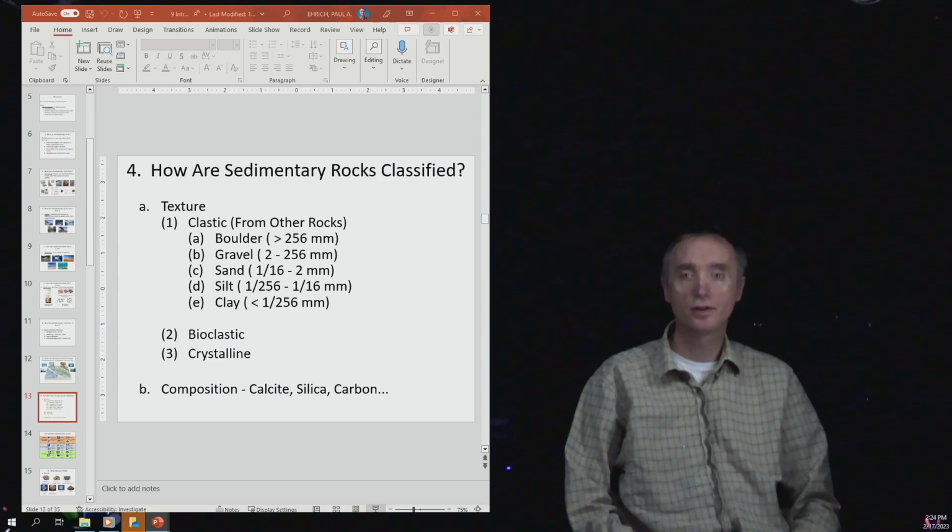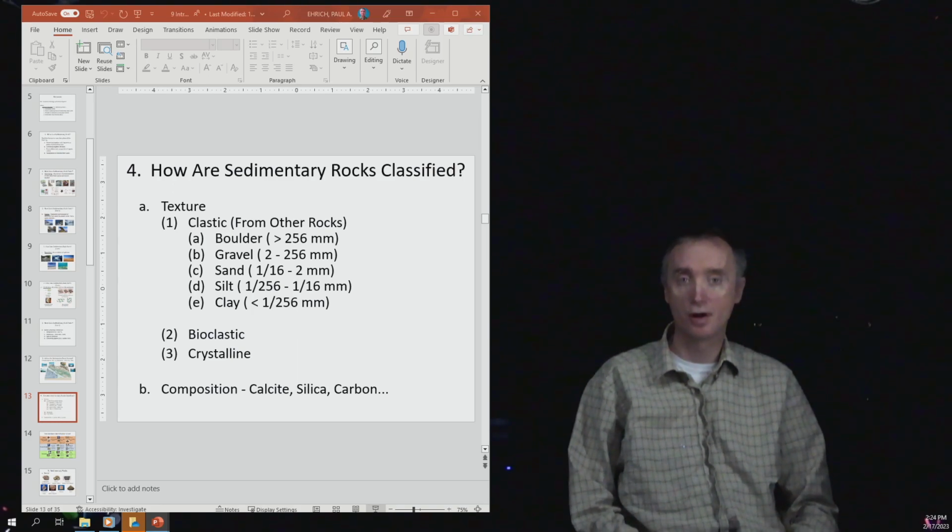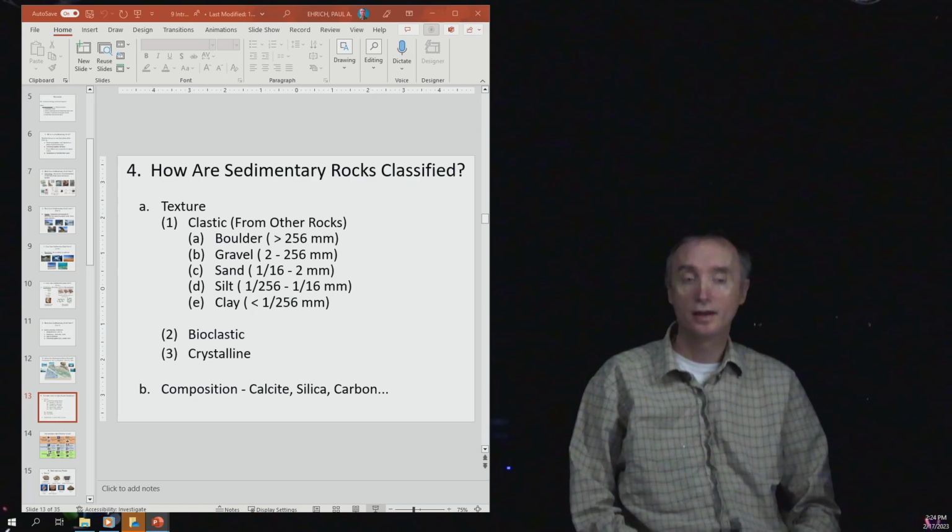Okay, now we want to talk about how sedimentary rocks are classified. When we talked about igneous rocks, there were two things that we would use: the texture of the igneous rock and then the composition, so what minerals were in the igneous rock. So you can see that we're going to use basically the same kind of formula. We're going to talk about the texture of the sedimentary rock, and then we're going to talk about the composition.